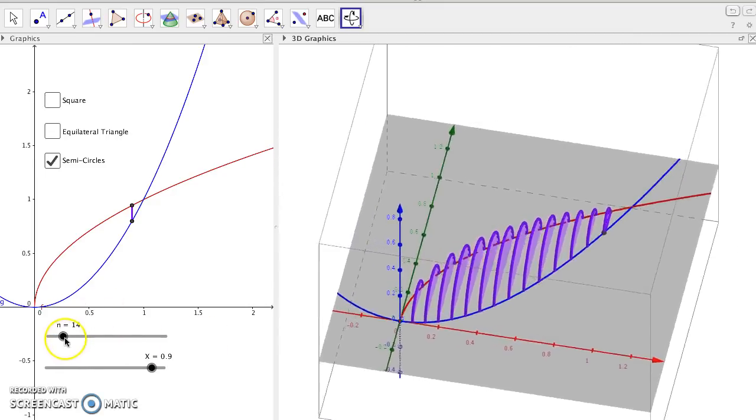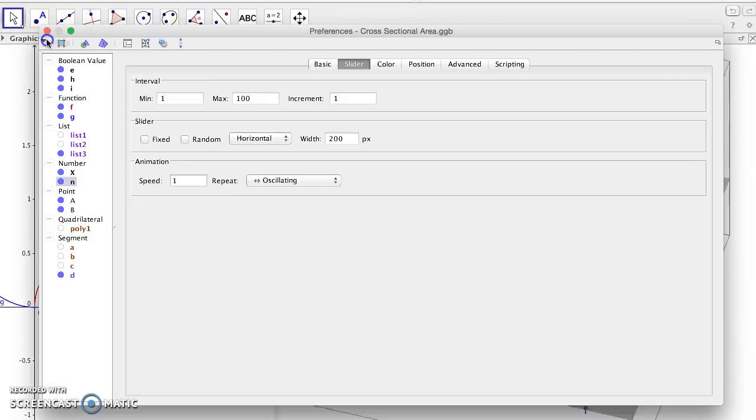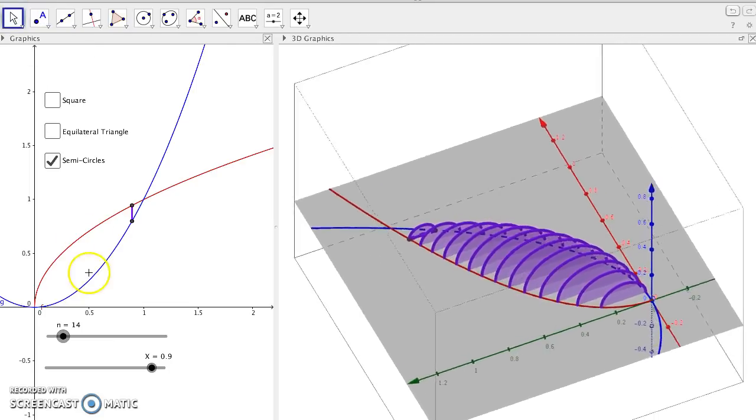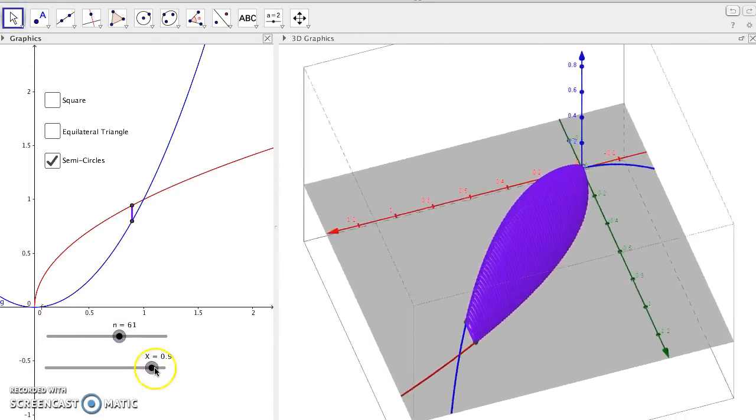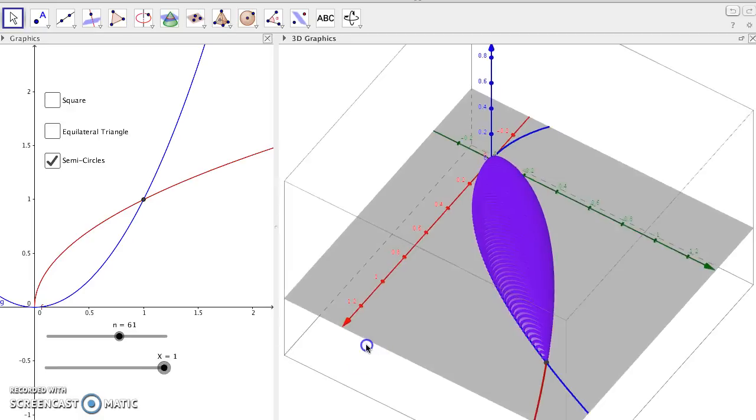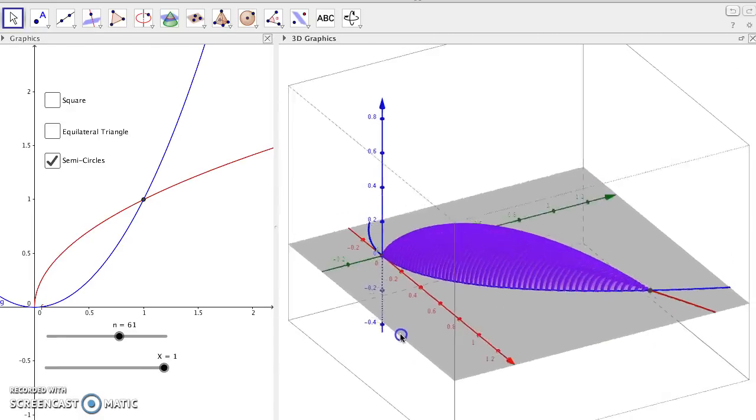And I can add in even some more slices so we can get a little bit more of a robust sense of what this fish looks like, right? Push that all the way to the end. So here's the little solid that we get by building semicircles onto this region.